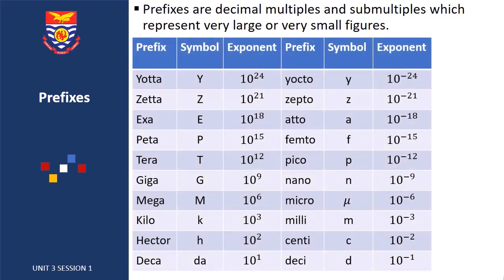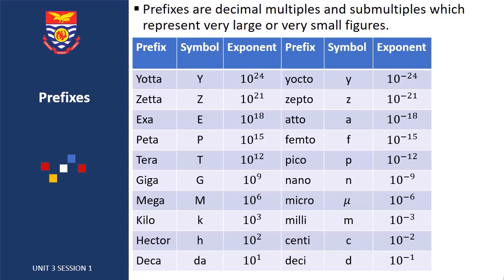So these are some examples of the prefixes. So we have yotta, that is 10 to the power 24, through to deca, which is 10 to the power positive 1. And when we come to the negative, we have deci, which is 10 to the power negative 1, through to yocto, 10 to the power negative 24.